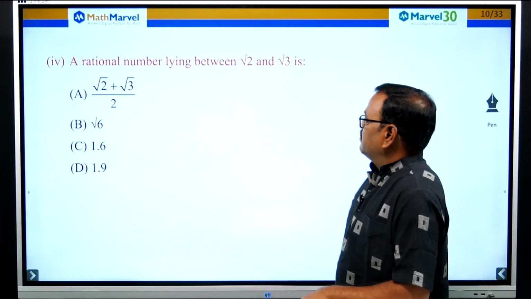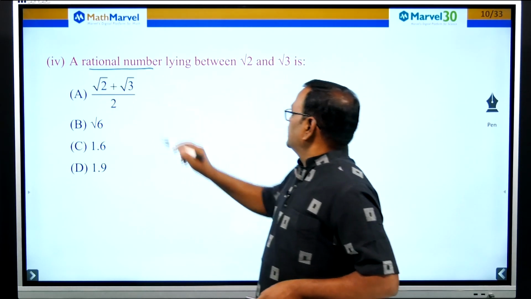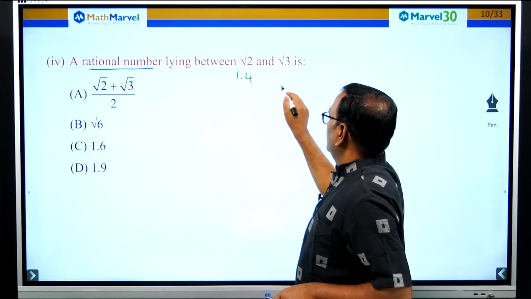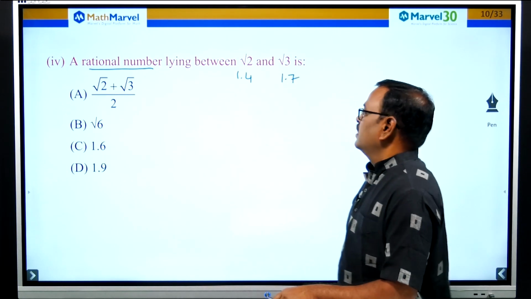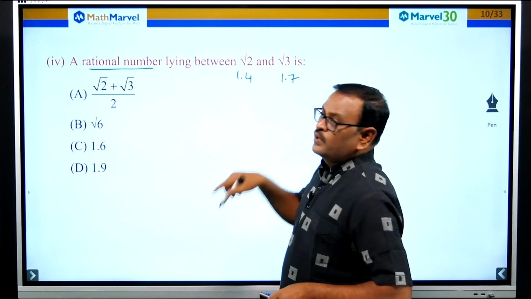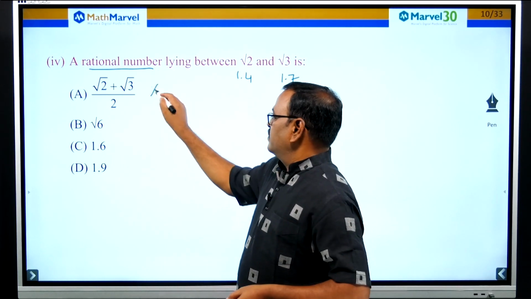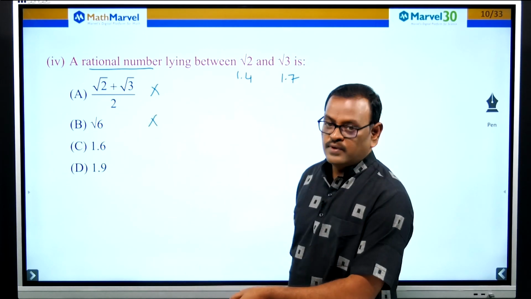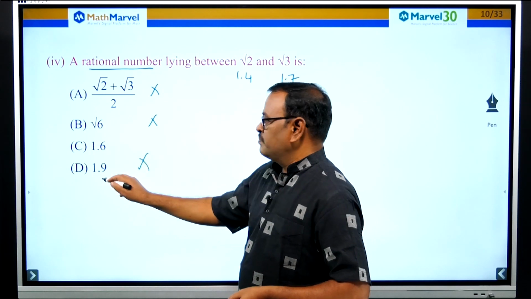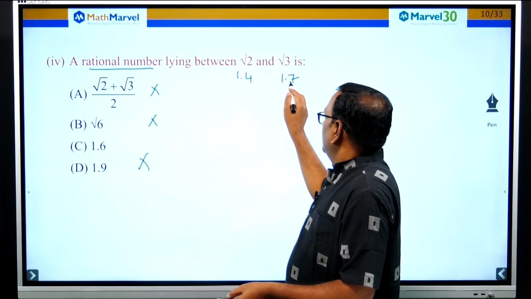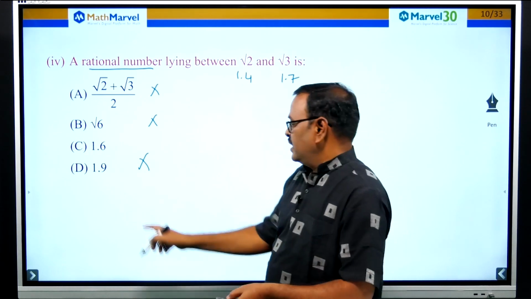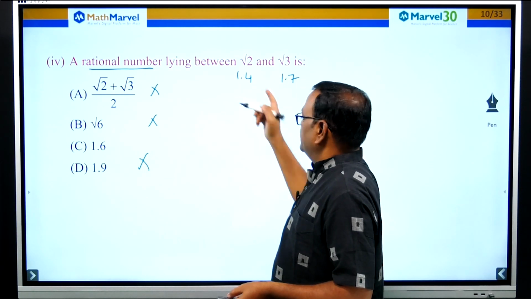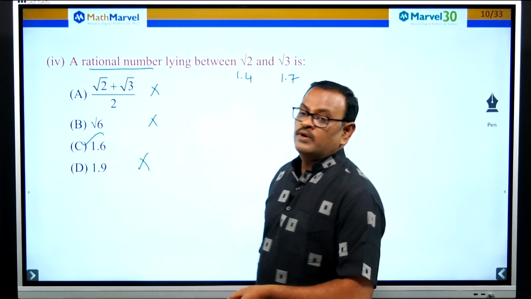Next, very important: the rational number that lies between root 2 and root 3. Root 2 is 1.4 and root 3 is 1.7. The first option is an irrational number, ruled out, and the second is also an irrational number, ruled out, and the last is rational but not possible. What is the reason? The upper end is 1.7, but this lies outside that value, and hence 1.6 lies between 1.4 and 1.7. Therefore, the rational number is 1.6.